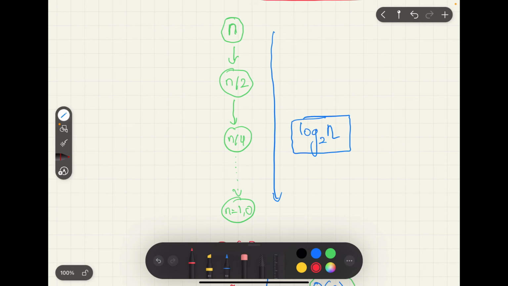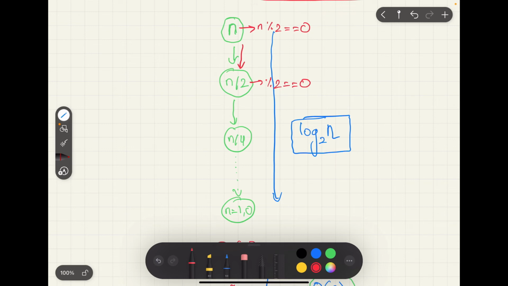At n, there's a constant operation where we check whether the current number is divisible by 2 or not, and then we call the method for n by 2. Similarly, here we do a constant operation to check if it is divisible by 2, and we call another method. So every node holds a constant operation, and then we are delegating the further problem to a shorter input, or a smaller subproblem.